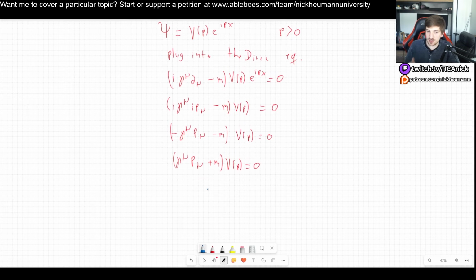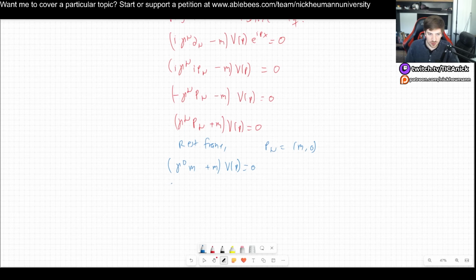So this is what we have to work with now, and we go for the exact same thing as before. And notice the only difference is that before we had a minus here. So that minus is going to be the only difference, which is why we can skip through a lot. So I'm just going to show you how this starts and then walk you through the differences. So again, if we go to the rest frame, we have that our p mu is going to simply be m, comma 0. So for that reason, we get gamma 0 m plus m, vp equals 0.